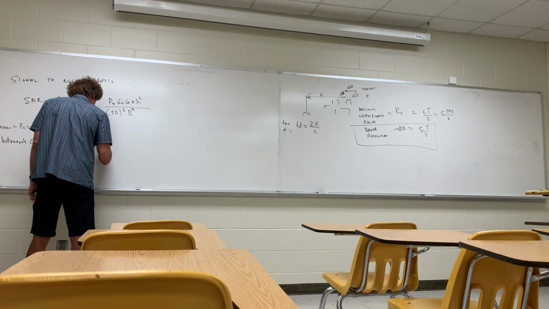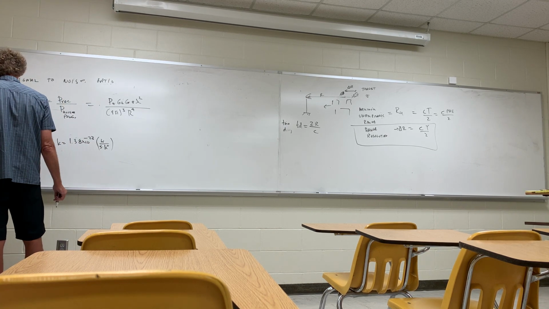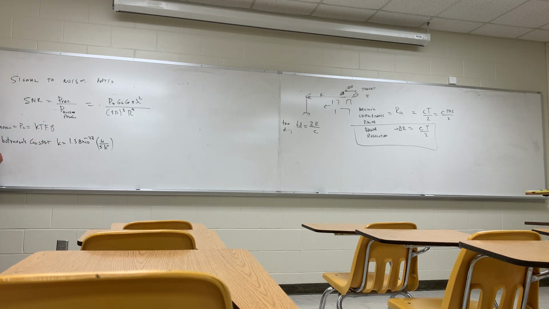Watts per degree Kelvin. I'll put the units up there. So that's the Boltzmann constant. T here is the temperature in Kelvin. Room temperature is about 270 to 290, I forgot exactly, but typically it's about 290 Kelvin. Isn't that room temperature? When they say room temperature, I think they mean 72 degrees, roughly. Okay, so that's the temperature in Kelvin.